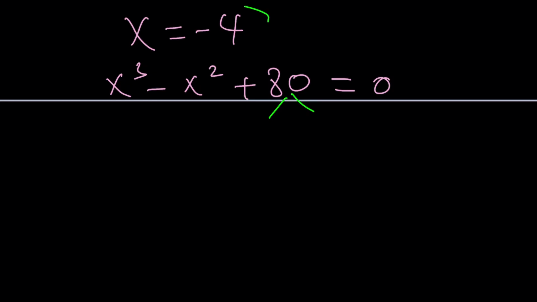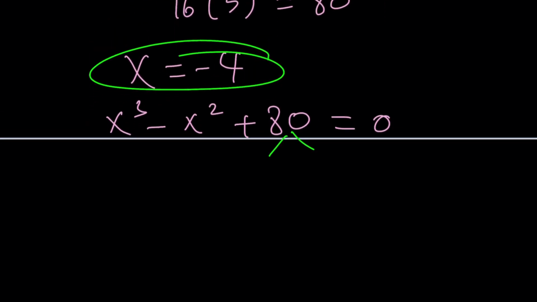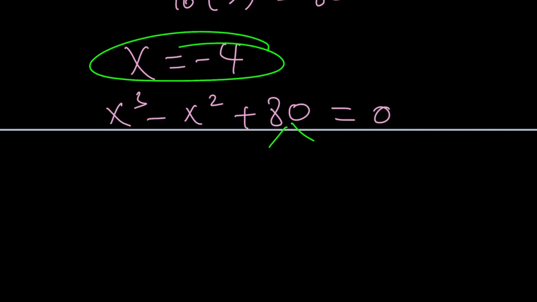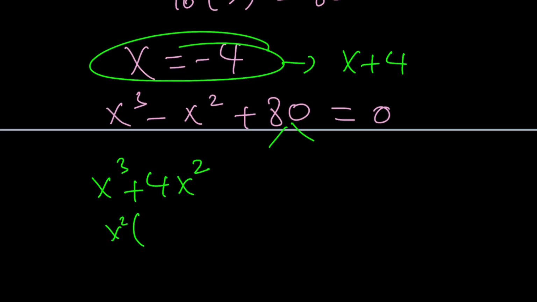How do you find the other solutions? Once you know x is negative 4, the factor theorem tells us x plus 4 is a factor if x equals negative 4 is a solution. So we're going to factor this in a special way like this. I'm going to add 4x squared to x cubed so that, do you see what I'm talking about? So that x plus 4 is a factor. And continue with minus 5x squared because I do need a negative x squared here. See that? I need to balance out. But then I need to follow by something like this, minus 20x.